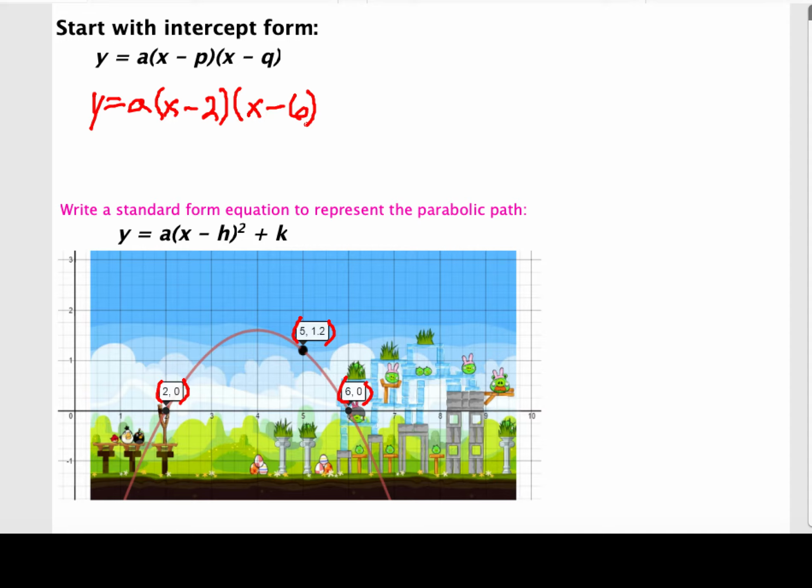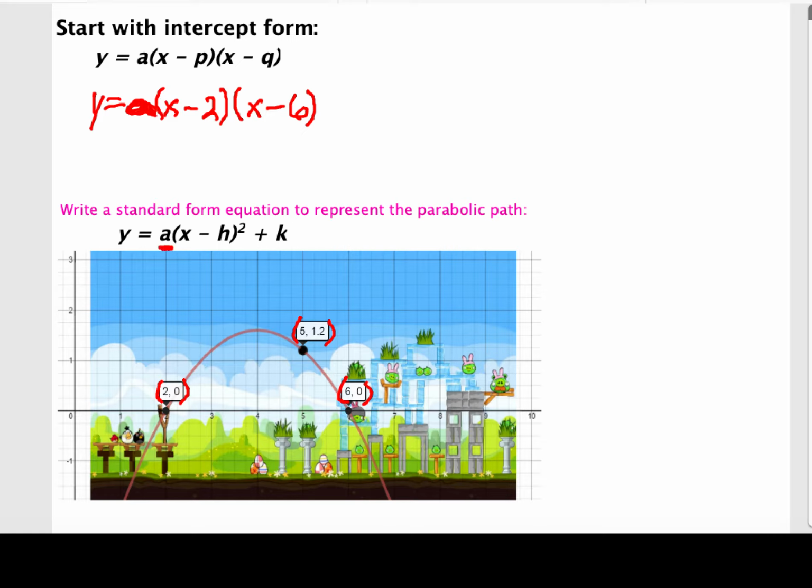Now, it would be our option, like we did on the previous screen. We could take (5, 1.2), plug it in for x and y, and solve to find that a value, and that wouldn't be a bad way to go. So let's go ahead and do that, and let's figure out what a would need to be for this standard form equation. And the really nice part is that a should be the same a value, the same stretching, shrinking, reflecting, as it will be in our final equation.